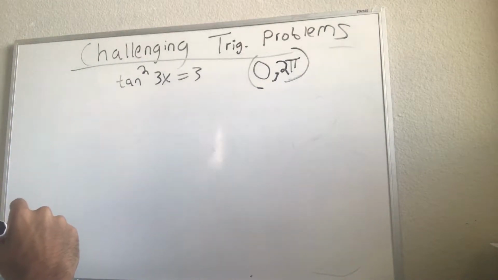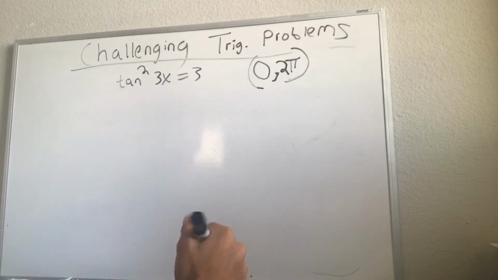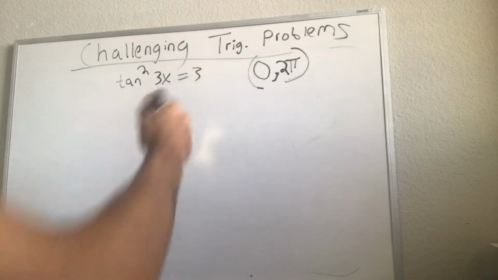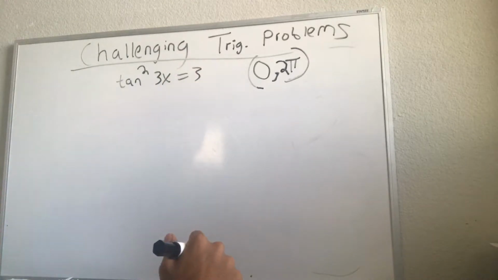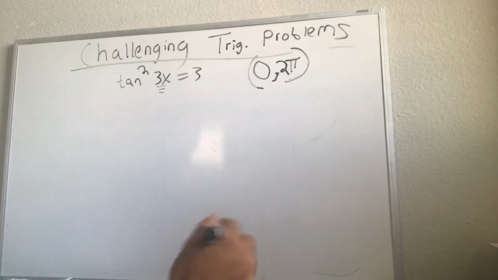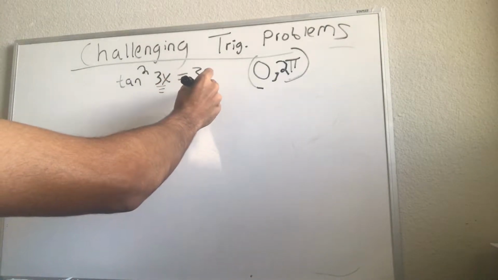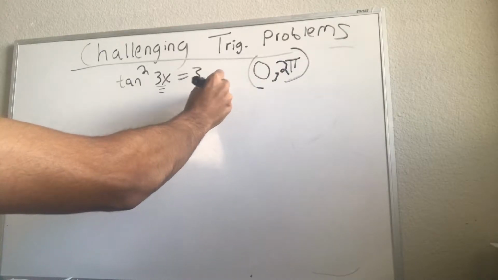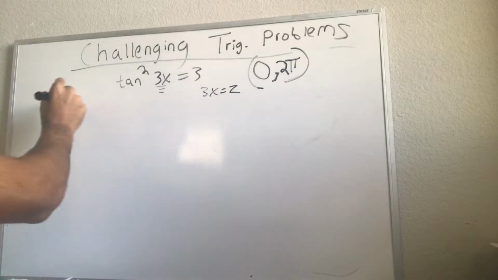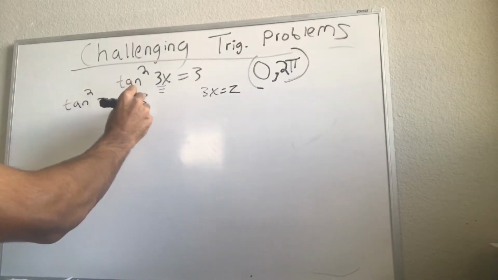Here we have challenging trigonometric problems, and the first one states that tangent of 3x, squared, equals 3. So that's the equation. Now, the first step: because we see 3x here, we say this is some variable, so let us say 3x is equal to z. So now we're really saying that the tangent squared of z is equal to 3.